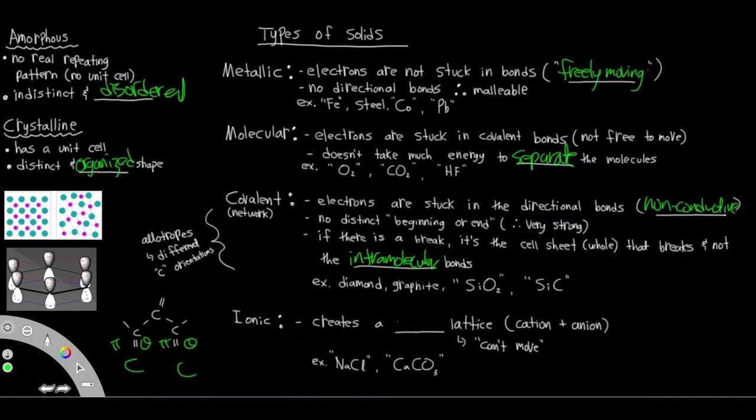Last, we have ionic. It creates a crystal lattice. The lattice means it can't move. So if we have a positively charged ion and a negative one, and you put them together, it is an ionic compound. Pi bonds are oriented top to bottom because they have sideways crossovers only.